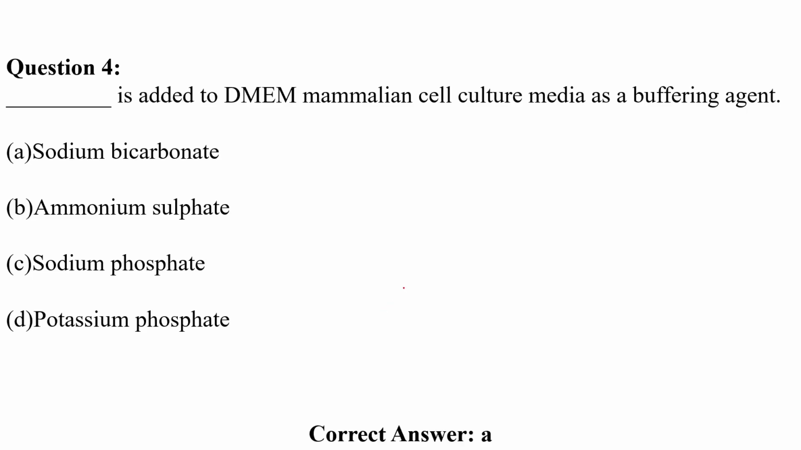So sodium bicarbonate. DMEM is the most common medium that we use for mammalian cell culture, and we add sodium bicarbonate in the media as a buffering agent. What do we mean by buffering agent? A buffering agent is an agent that can help maintain the pH of the solution, the pH of the medium.